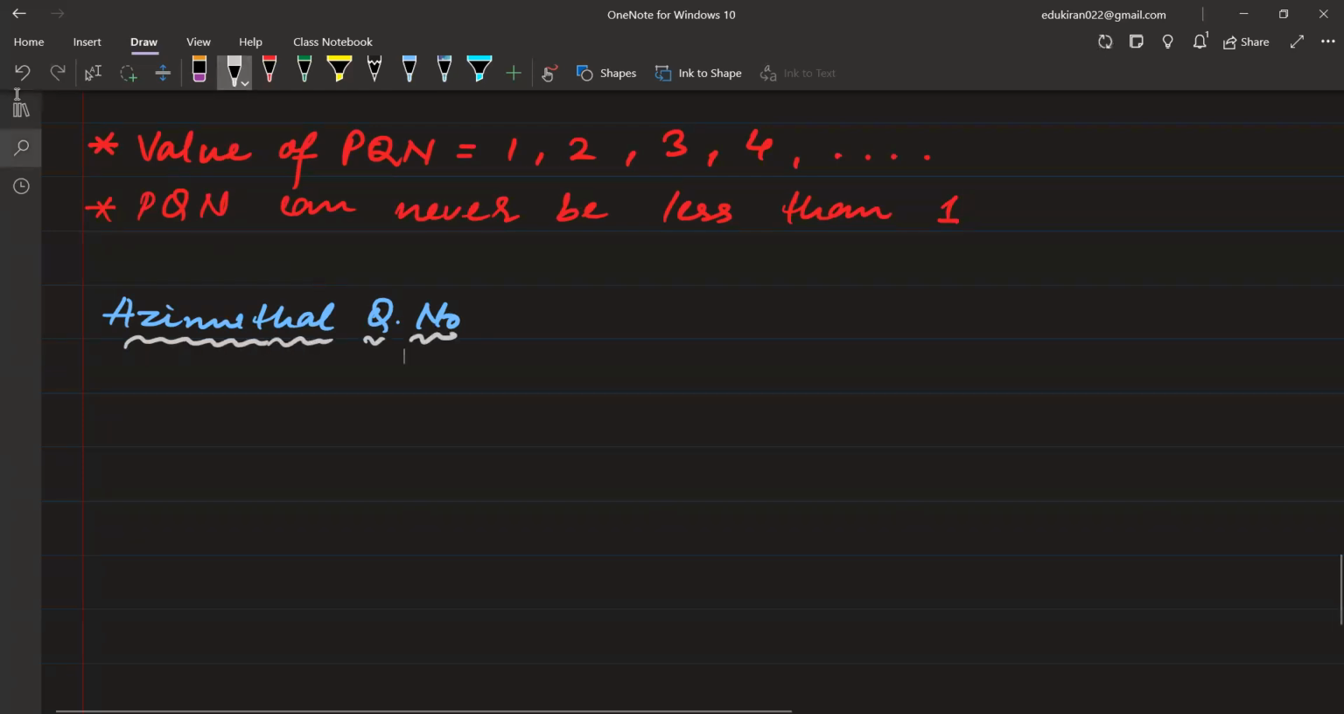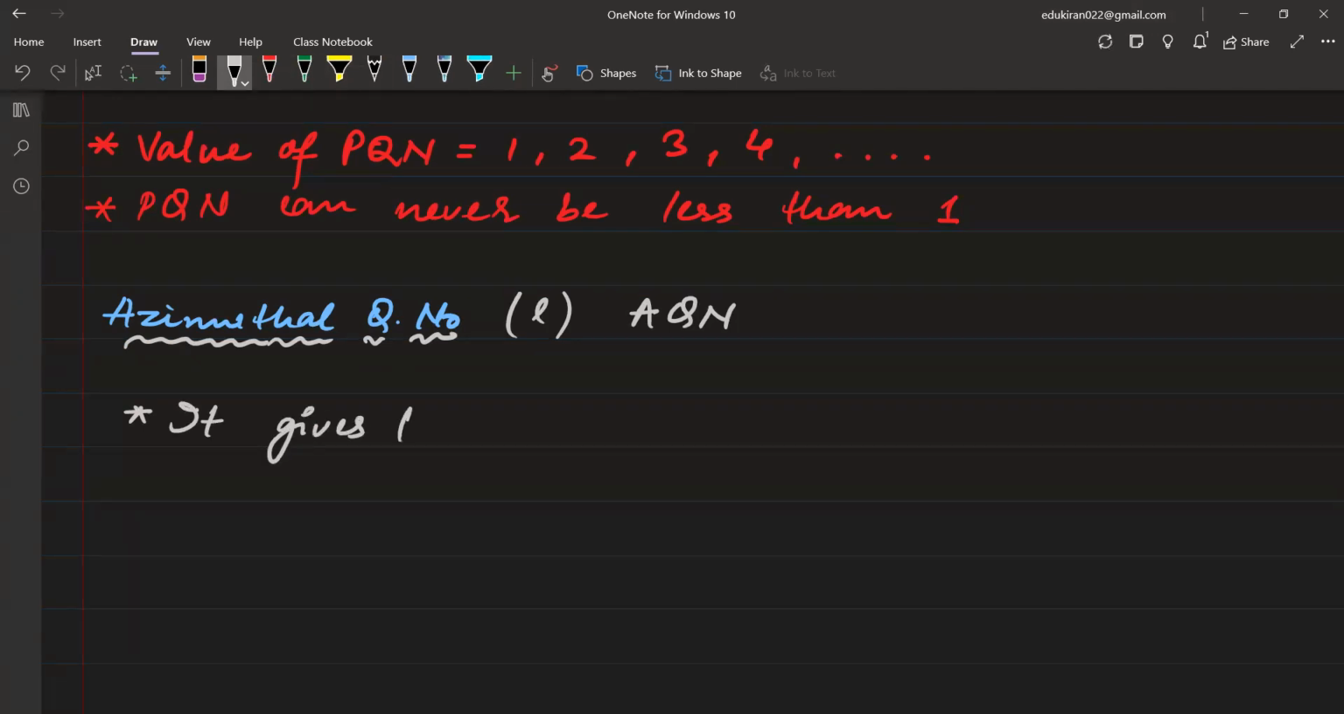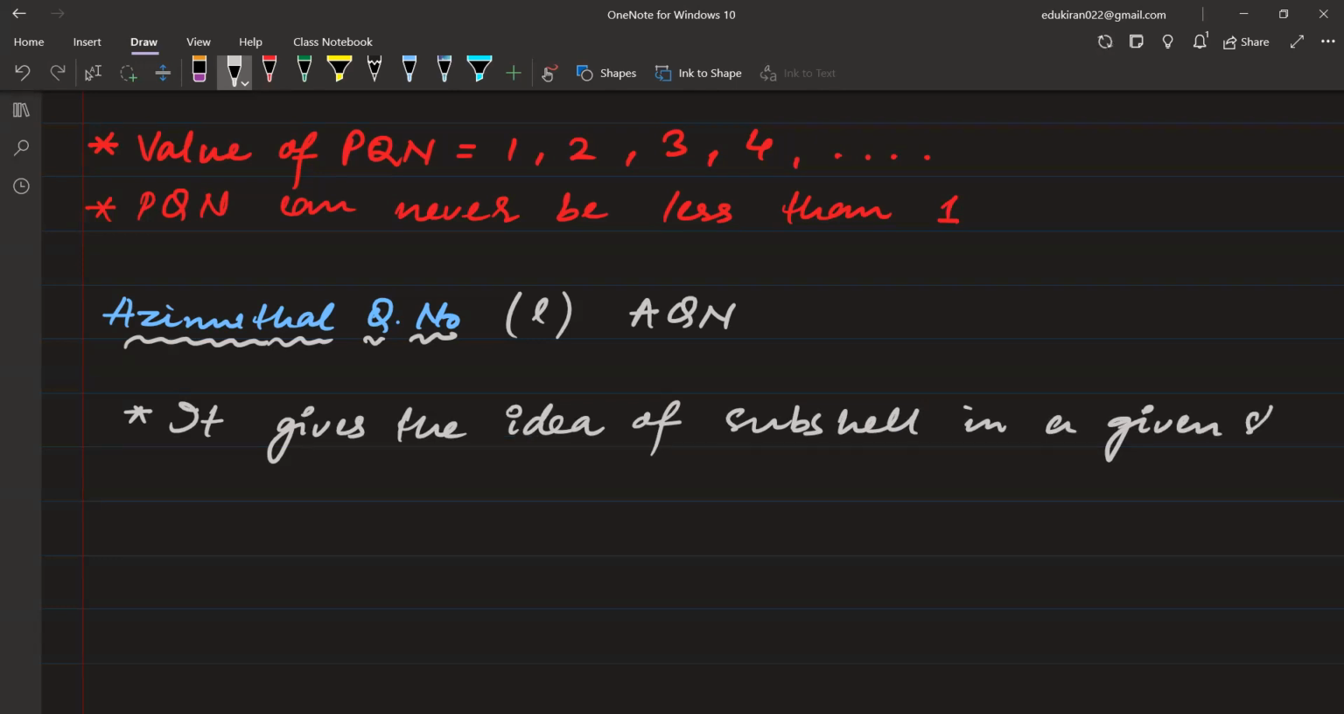Tell me, azimuthal quantum number is denoted by which letter? L. Very good, L. Azimuthal quantum number is denoted by L. Sometimes we will call this AQN. Please write, it gives the idea of subshell in a given shell.